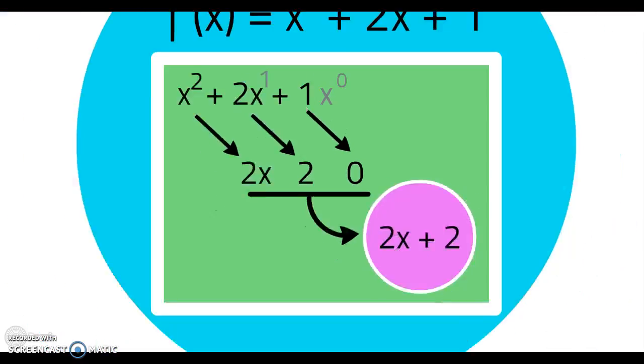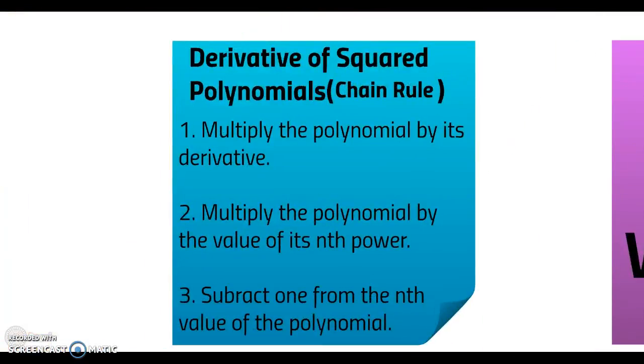But what if the whole polynomial was squared? If it is, there's a different set of procedures to follow, which is called the chain rule method. First, we take the derivative of the polynomial. The method for doing this was shown in the last example, and then we have to multiply it by the whole polynomial. After this, we follow the same steps for a single-term derivative. We multiply the function by the nth value of the polynomial square, and then subtract 1 from the square. Let's go over an example.